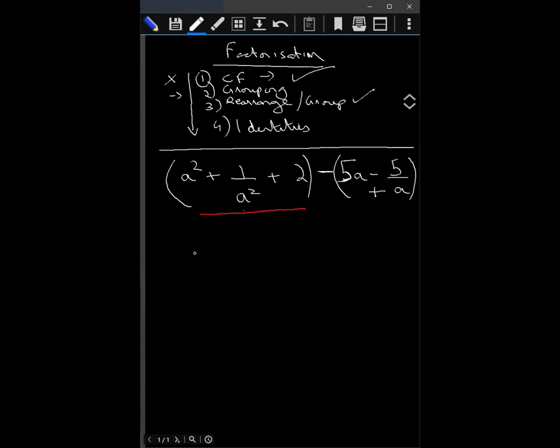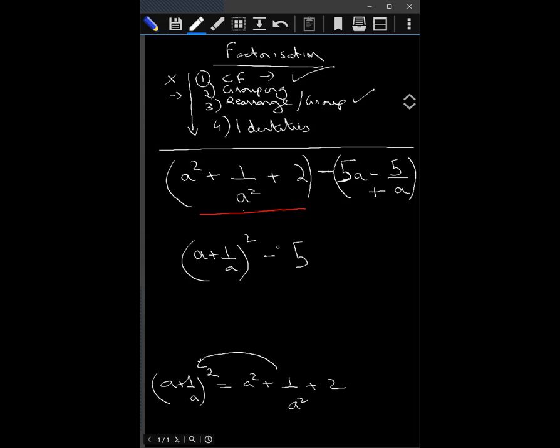We use the identity and make it a square, a plus 1 upon a the whole square. Right. You already know the identity. Last time we did this. A plus 1 upon a squared is a squared plus 1 upon a squared plus 2. Remember, I told you the factorization is the reverse. So if I'm given this, I can write this as a plus 1 upon a the whole thing squared. What is common over here? So we have a minus, so we keep a minus. And what do I do over here? What's common? 5 plus 1, 5 and then multiplied by a plus 1 upon a.